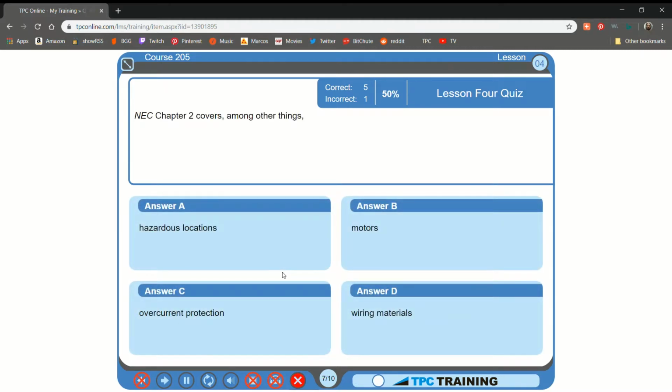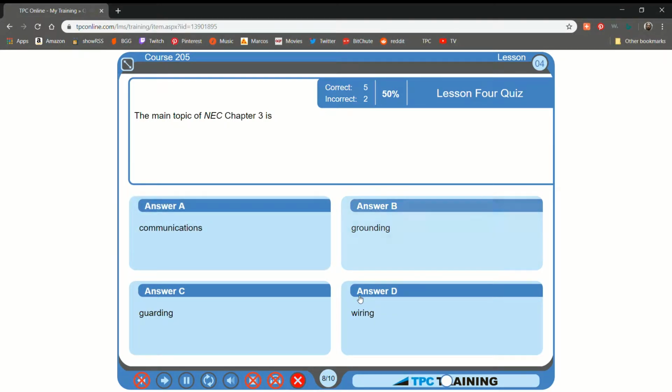NEC Chapter 2 covers, among other things, A. Hazardous locations, B. Motors, C. Overcurrent protection, D. Wiring materials. That is not correct. The main topic of NEC Chapter 3 is A.